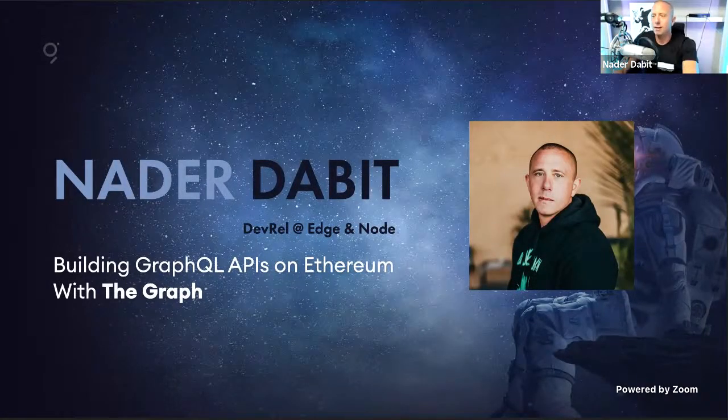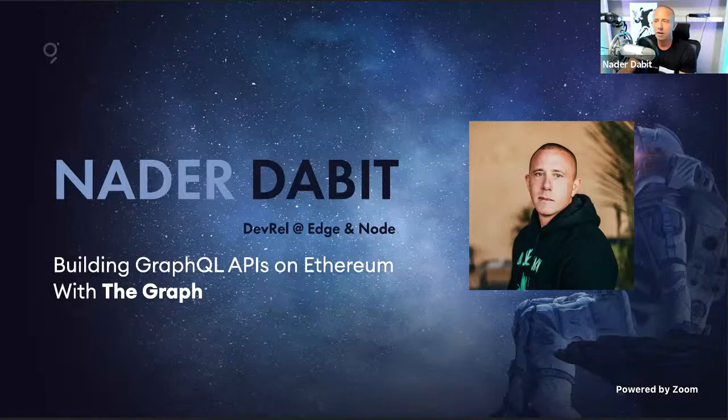That's good, okay. Yeah, so thank you for coming and checking out this presentation. My name is Nader Dabit. I'm a developer relations engineer at Edge and Node, working with both Edge and Node as well as the Graph protocol. And what we're going to be talking about today and what I'm going to be demoing today is how to build a subgraph using the Graph Studio and the Graph CLI. And a subgraph is essentially an API on top of blockchain data. That's kind of the way you could think of it.